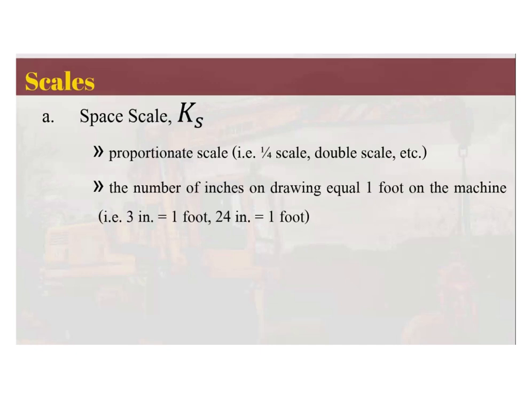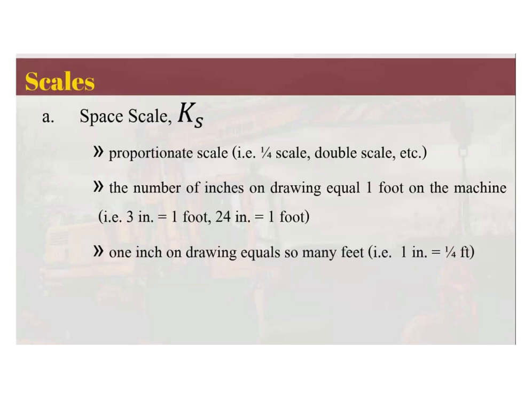Another one is based on the number of inches on the drawing equal to 1 foot on the machine. For example, 3 inches in your drawing is 1 foot in the actual machine, or 24 inches in your drawing is 1 foot in the actual machine. So this is basically equating 1 foot on the machine to a certain number of inches in your drawing.